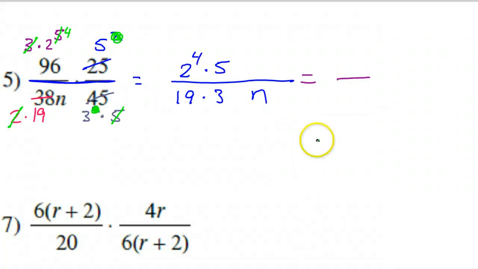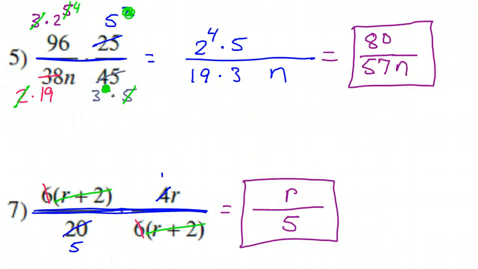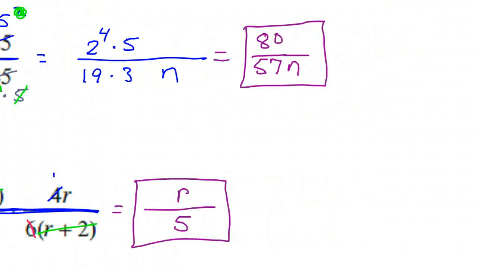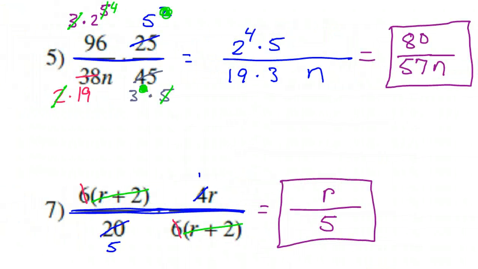That's 80. All right, so in the numerator I have 80. And then 3 times 19 is 57, so that'll be 57n. So this will be the answer to number 5, except let us not forget to state the restriction. N cannot equal 0. This won't always be the restriction, but so far it has been.